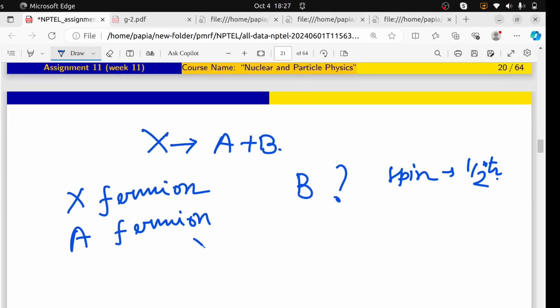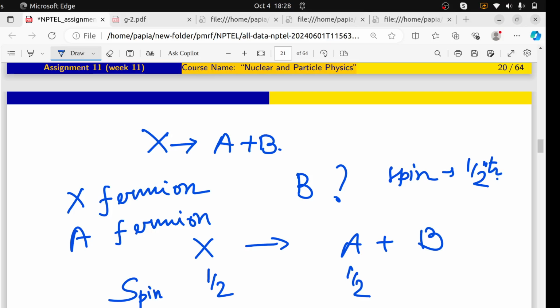So, let me write here X, A, B. So spin. This has spin half, let's say. It's already told that it's a fermion. A is also a fermion, that means it's also half. Now coming to B. B is X, let's say.